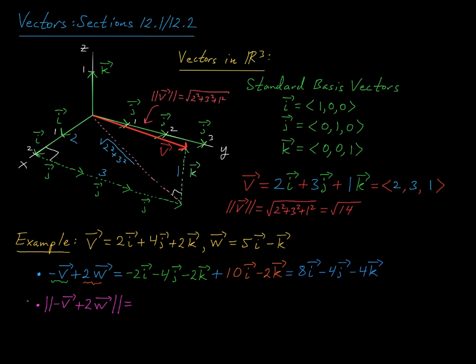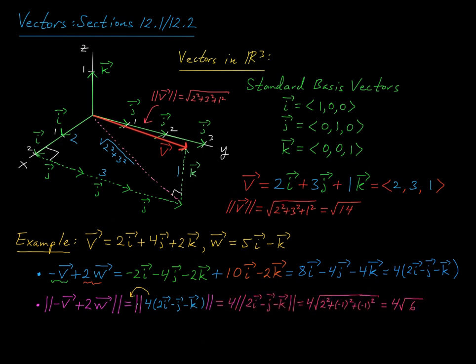All right, cool. Now let's find the magnitude of this vector minus v plus 2w. One thing to note is that this vector in blue that I get from minus v plus 2w is such that each component is a multiple of 4. So I can factor that 4 out: 4 times the vector 2i minus j minus k. The nice thing about doing this is that if I want to find the magnitude of this vector, I can just take this 4 out of the magnitude, and that will simplify some of my calculations. So in other words, this is 4 times the magnitude of the vector 2i minus j minus k.